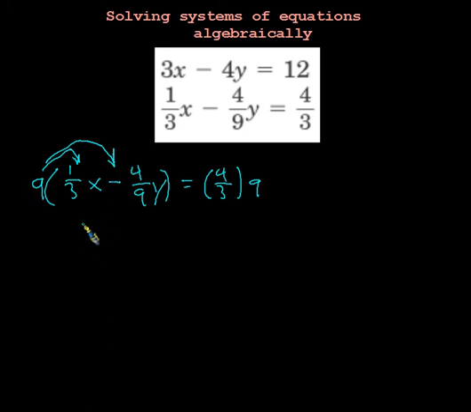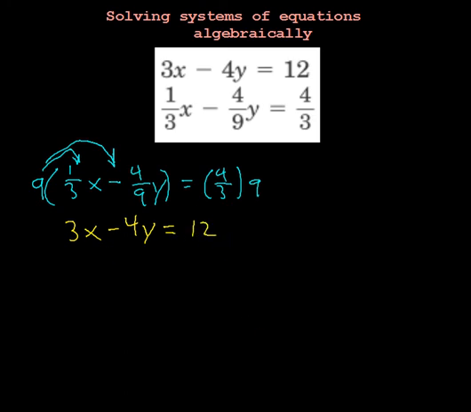So 9 times 1/3 gets me 3x. And then 9 times negative 4/9 gets me negative 4y. And then 4/3 times 9 gets me, let's see, the 9 and the 3 cancel, so that gets me 12.